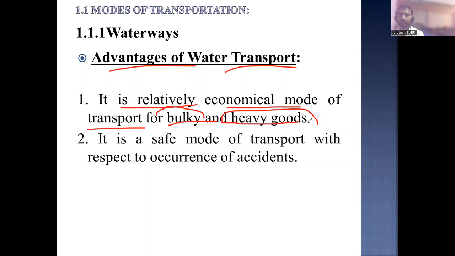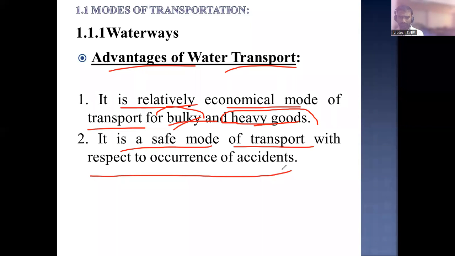Petroleum and petrol are transported this way, no? They are coming because that is heavy and bulky goods, which is transferred through the waterways only, and it is a safe mode of transport with respect to the occurrence of accidents. Yes, considering the accidents in roadways and airways, this is the safe mode of transportation.